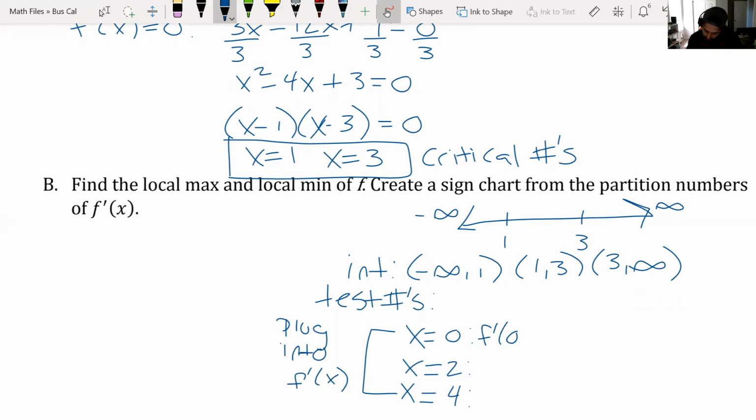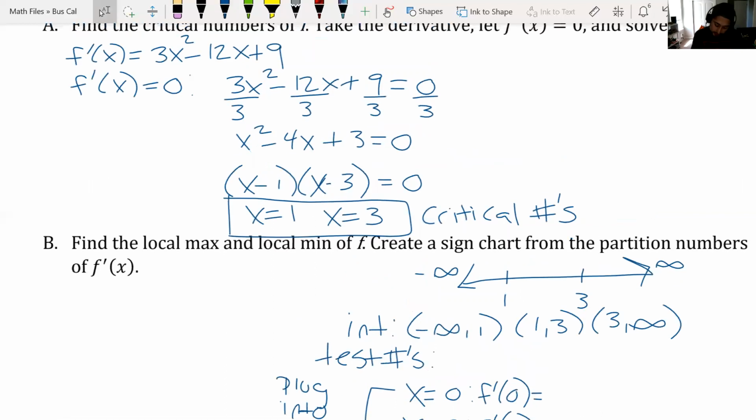F prime of 0, f prime of 2, f prime of 4. Okay, and I'm not going to write it all down. I have my calculator with me, so I'm going to use the first derivative above, 3x squared minus 12x plus 9, and plug in all these numbers. Enter.